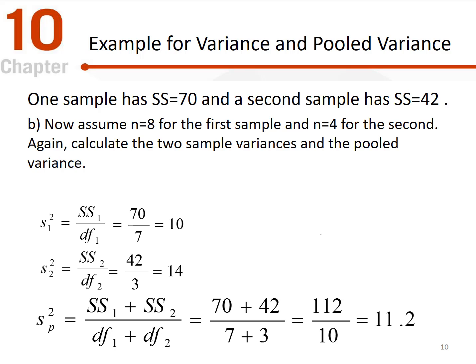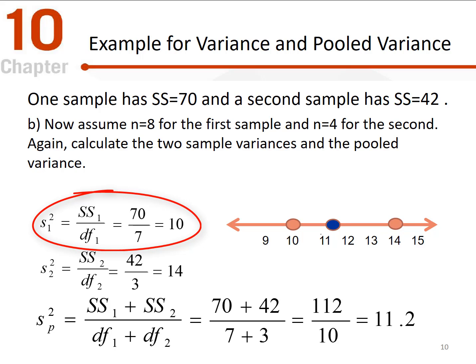So now again, let's look where this is located. Where is the pooled variance located? The variance for the first one we said is 10. The variance for the second sample is 14, and the pooled one is 11.2. So you can see it's closer to the one with a variance of 10. And that's because we have an n of 8 for the first sample. So the variance of this one weighs more. It pulls it over, right, to the sample with the higher number of people in it. So the larger sample weighs more.